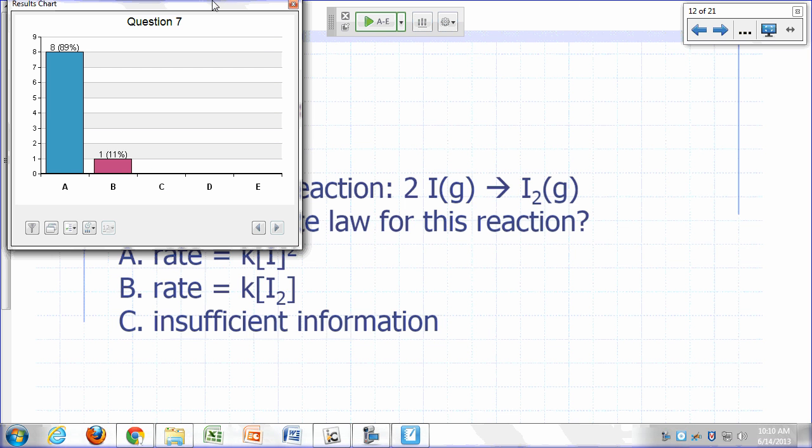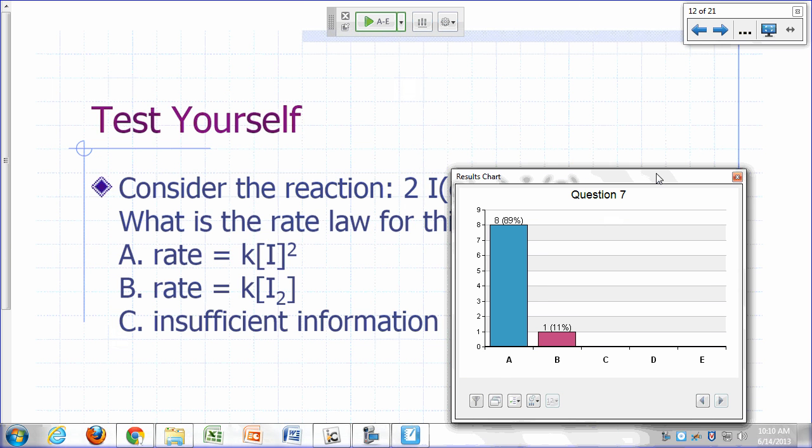Okay, you fell for my trick. I did not say that this is elementary. Since I did not tell you it's elementary, you don't have enough information. You can only predict the rate law given a chemical equation if you're told that that's an elementary reaction. This, in fact, is not an elementary reaction.